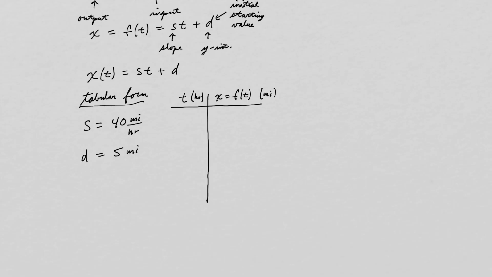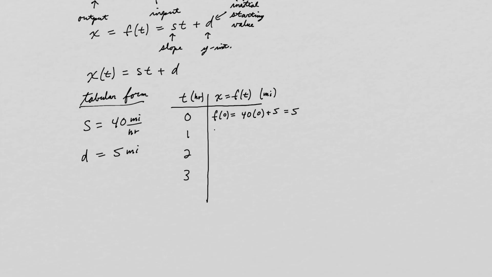So I'll just pick some times. Let's say 0, 1, 2, 3. Those are all in hours. To find the corresponding distance that the train is from the platform, I just plug into the function. Basically, I'm finding f of 0 here. So that's going to be 40 times 0, s times t plus d, and in this case, d is 5 miles.